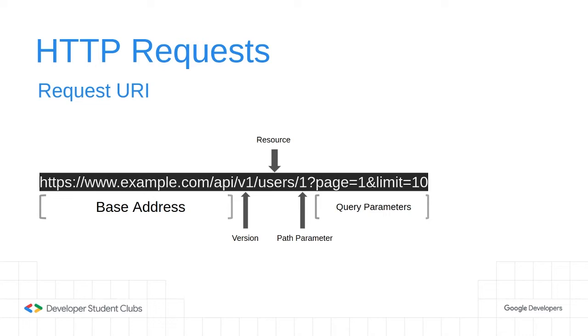The resource here is the users. This is what we'll be accessing and doing our operations upon. Following this is the path parameter. A path parameter is something which can be used as a variable. It is generally used as an identifier to specify an instance of the resource. Here it could be the ID of the user in our case.